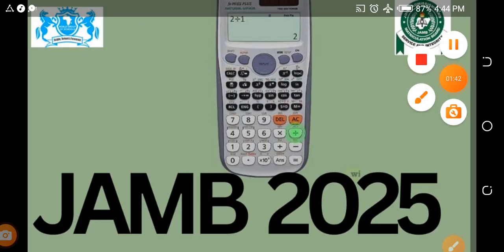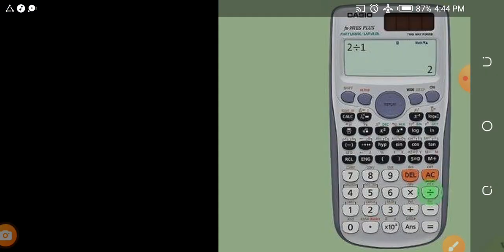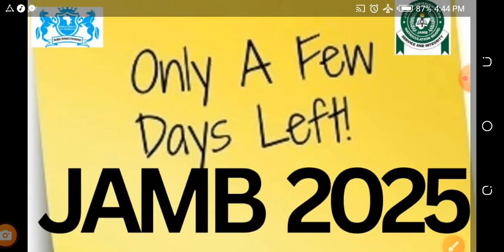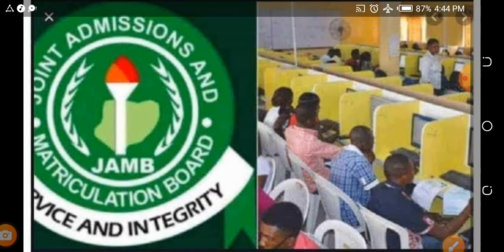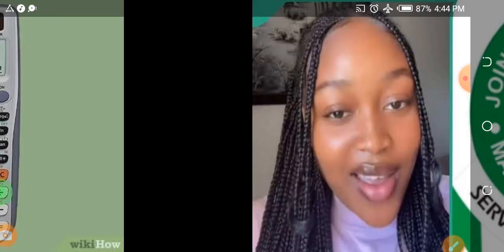Why? Because JAMB is computer based. Once you sit down in the JAMB hall and they turn on your system, the computer you'll be writing on, whether desktop or laptop, in the JAMB question interface, there will be a calculator there. The essence of that calculator is for you to use it in solving. The issue is that the calculator that JAMB will give you is not a scientific calculator.